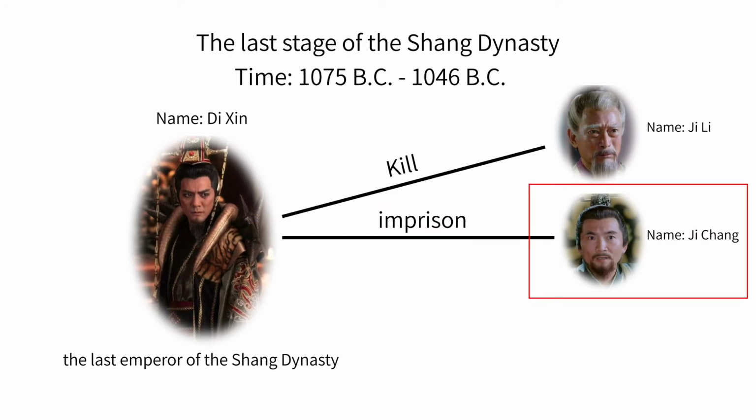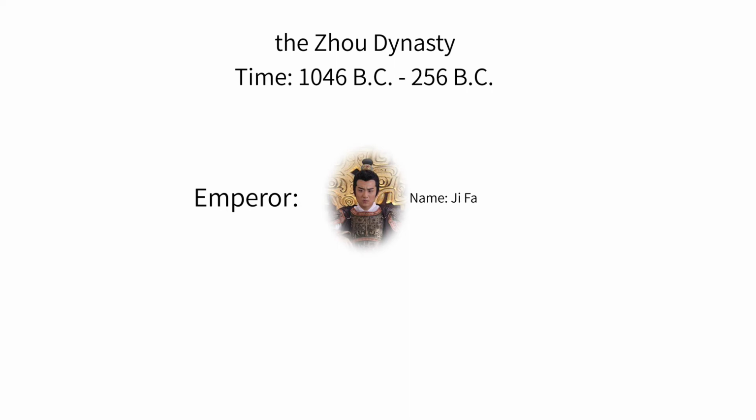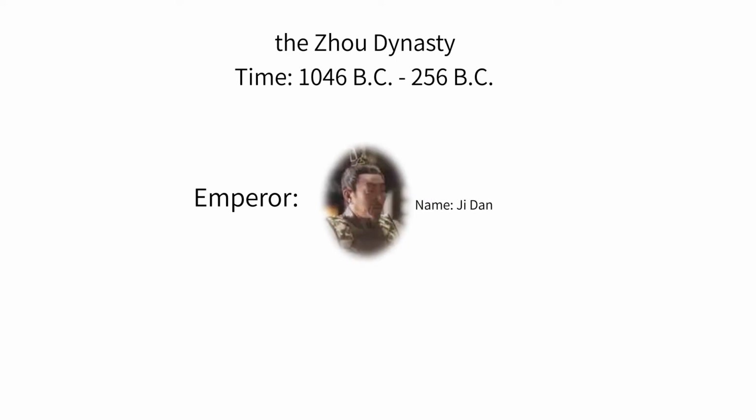After Ji Chang's death, his son Ji Fa inherited his power. Ji Fa united the vassals from all over the country to overthrow the rule of the Shang dynasty and establish the Zhou dynasty. After Ji Fa's death, Ji Fa's son was too young, so Ji Fa's younger brother, Ji Dan, inherited the throne. After Ji Dan succeeded to the throne, he studied I Ching left by his father.